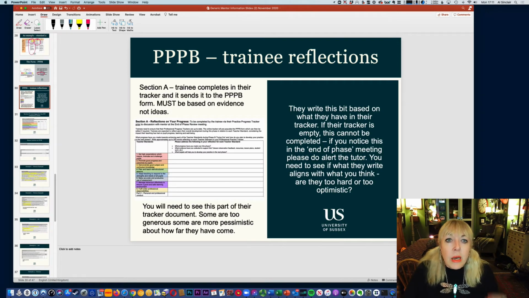Now, trainee completes section A just like they did with the PPPA. Sorry for all the acronyms. Now, they fill this in their tracker document and it automatically uploads into here.